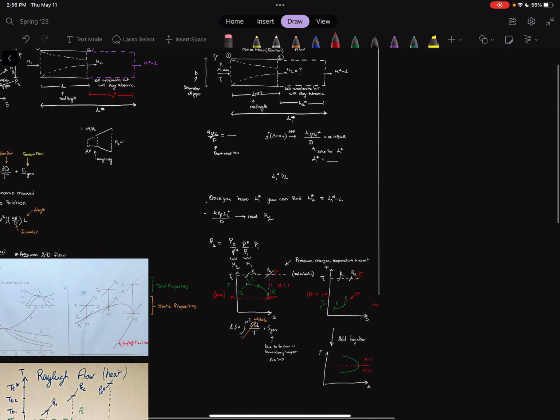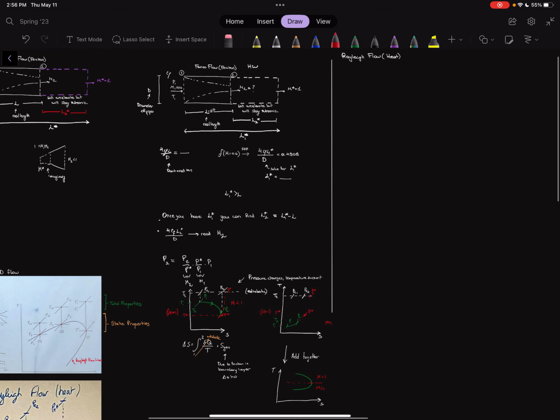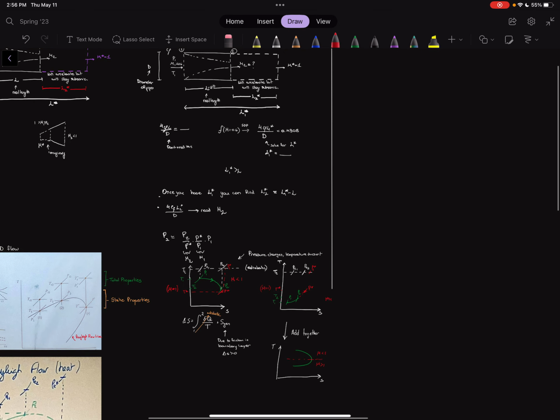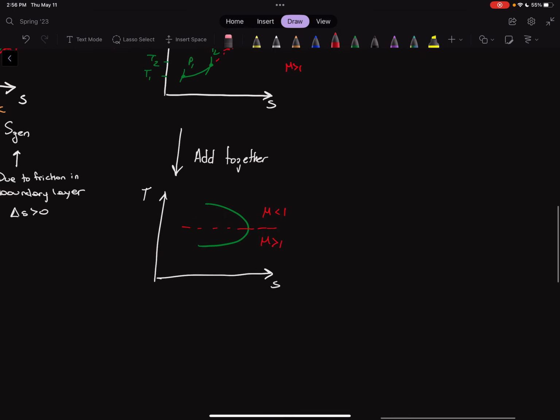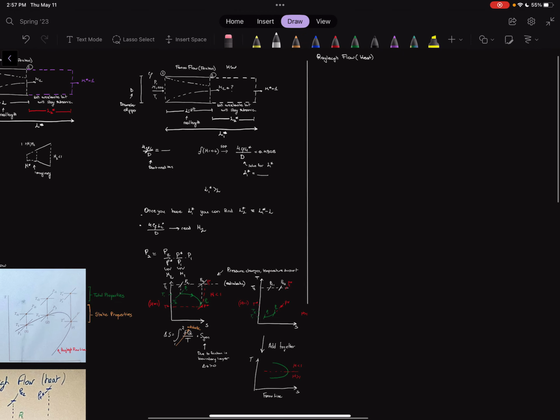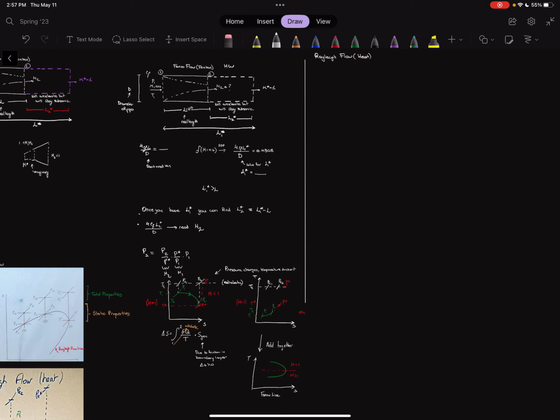And this line is the Fanno line. So in the homework we do just this. We don't reach the sonic condition, and this is just represented in case we would have had the supersonic condition at the beginning. That's the whole thing.